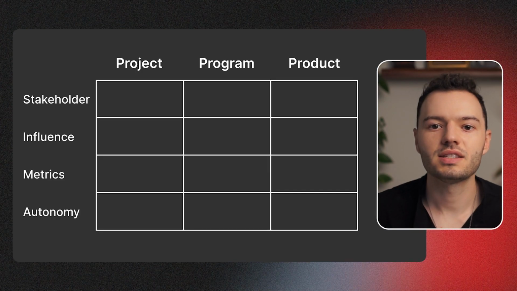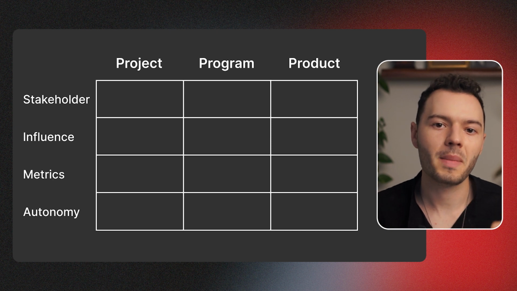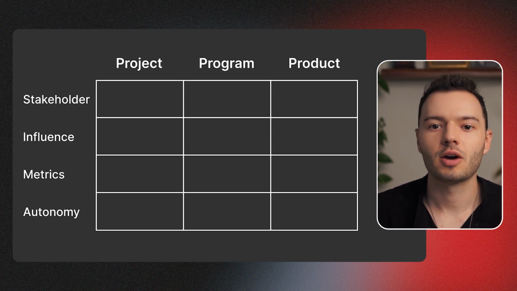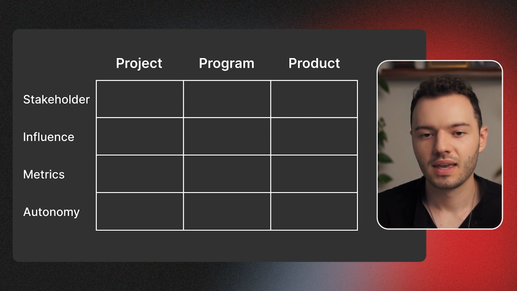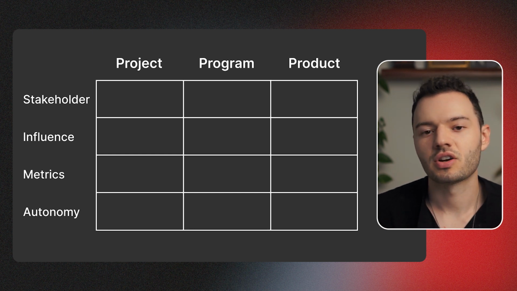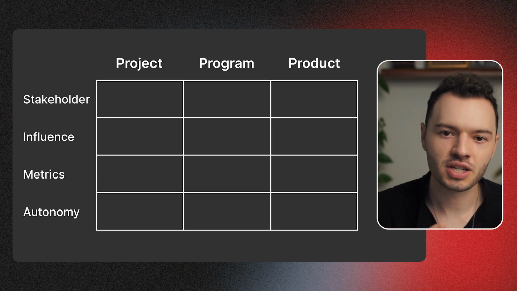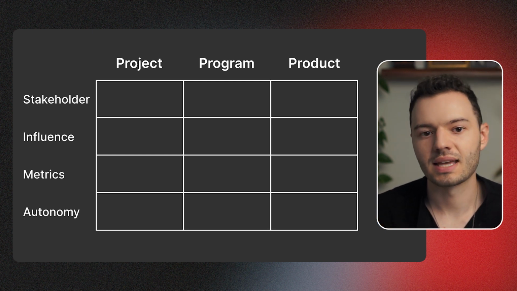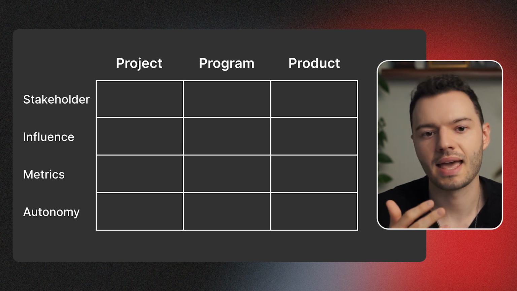Now, as you can imagine, at most companies, there's actually a lot of overlap between these roles. For instance, how do you classify the role for an employee that's leading many products that do different things, or someone who's managing a program across multiple products? This is when we can look into the 4 main aspects of these roles to help differentiate between them. And these 4 aspects are the stakeholders, the strategic influence, the measures of success, and the amount of autonomy that they have.